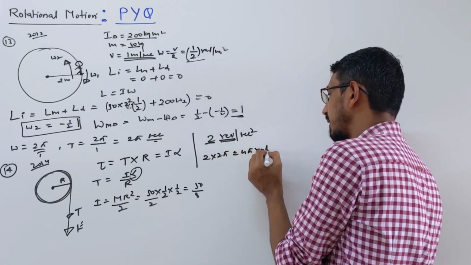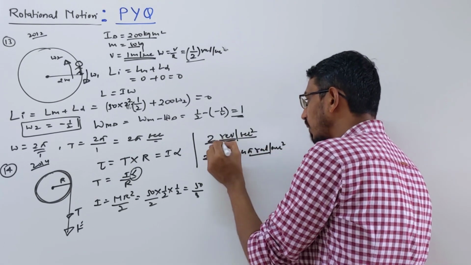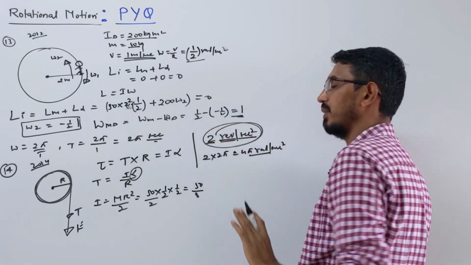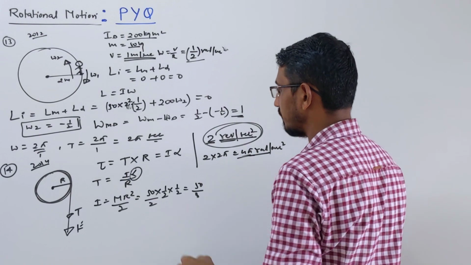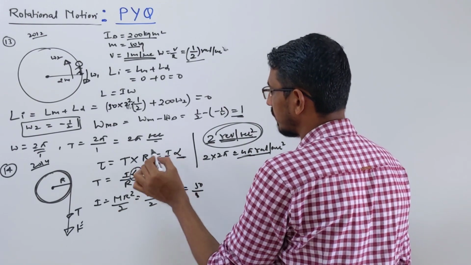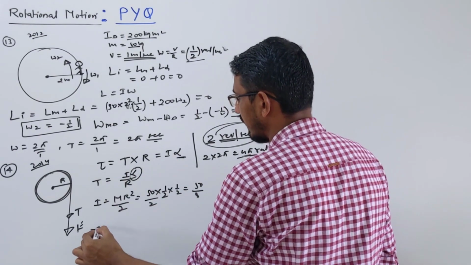Now it becomes radian per second square. This was given in revolutions per second square, and this is very important, you are converting it into radian per second square. 4 pi is your acceleration. So look here, that we understood. So now we need what? This torque, that becomes what?